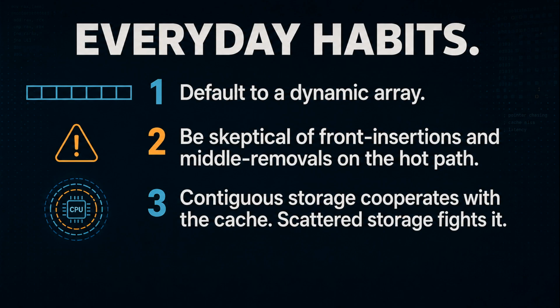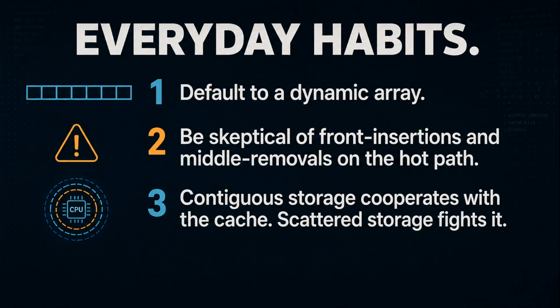So the practical version of all this comes down to a few habits. When you reach for a sequence in everyday code, default to a dynamic array, unless you have a concrete reason not to. Python lists, Java's ArrayList class, Go slices, C++ vectors, they are fast not because the language designers were lucky, but because they cooperate with the cache.